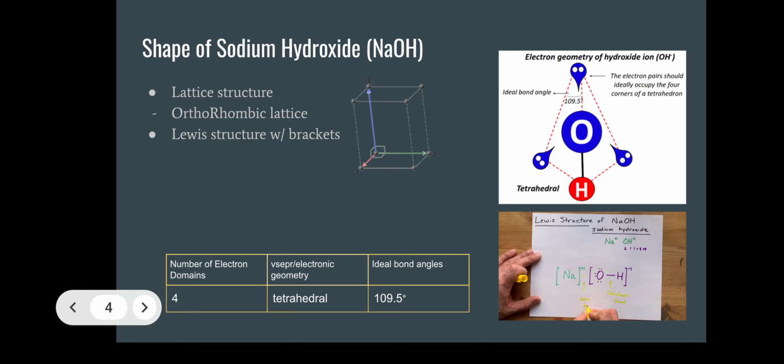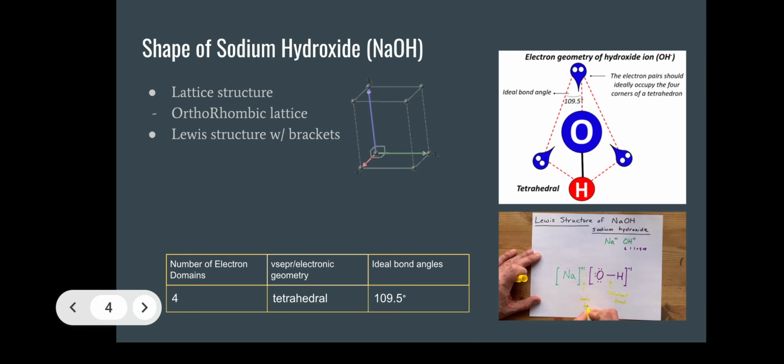The specific type of lattice, orthorhombic, tells you that the length of each side of the crystal-like structures are all unequal, giving it weak points. This makes the solid form of NaOH, sodium hydroxide, flaky and easily broken.